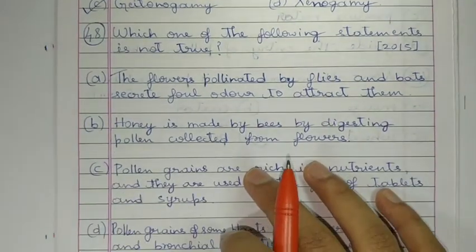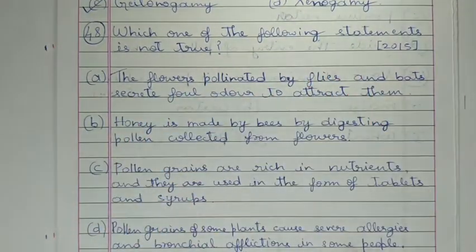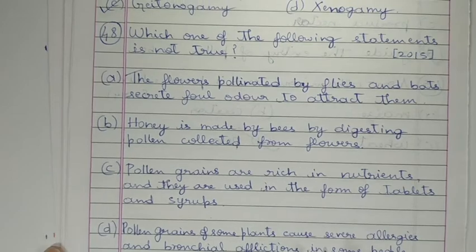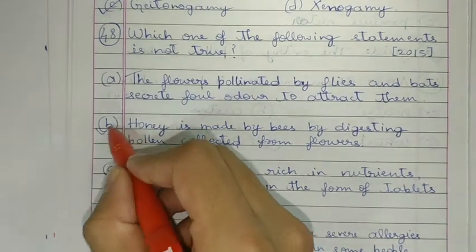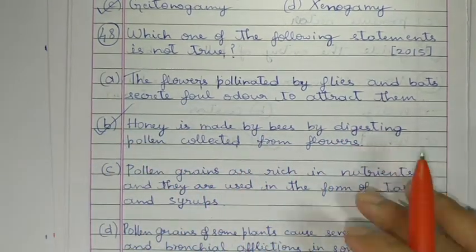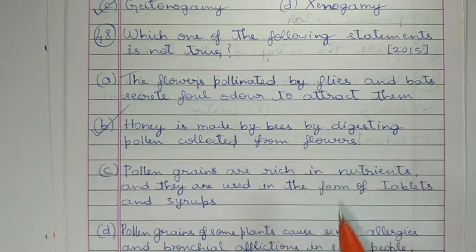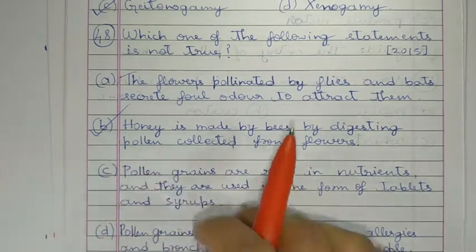48. Which one of the following statements is not true? So, option B. Honey is made by bees by digesting pollen collected from flowers. It is nectar collected from plants, not pollen.